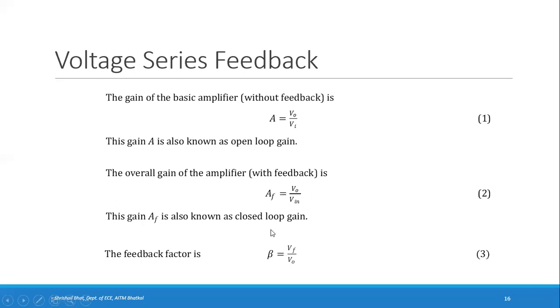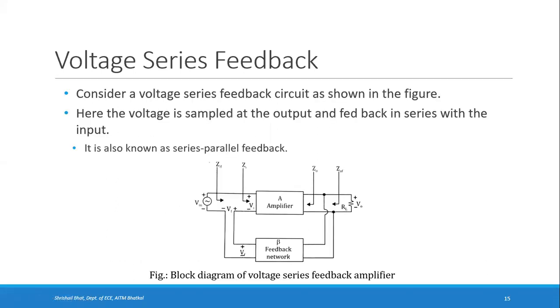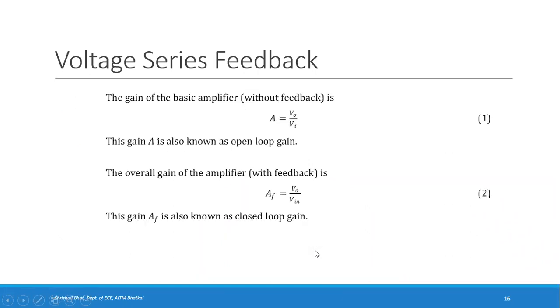Then the feedback factor is Vf divided by V naught. Even this we have seen yesterday. It is the output of this feedback factor divided by its input. At the output of this feedback network, we get Vf, the feedback voltage, and the input to this feedback network is V naught. That's why beta is Vf divided by V naught.